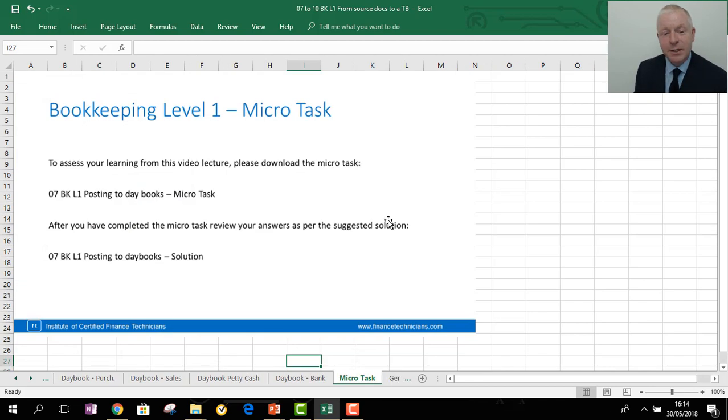The micro exercise that you need to have a look at next would be in relation to this one here. So have a look at 07 BKL1 posting to day books micro task. And basically you're going to be asked to do pretty much just what we've done there. You're going to be given the source documents and you need to populate the day books with the relevant data. Then you need to make sure that you get them all correct. If you don't, you need to figure out why.